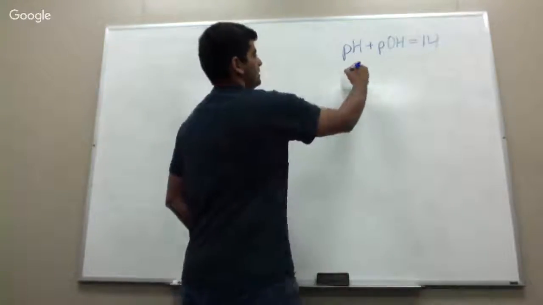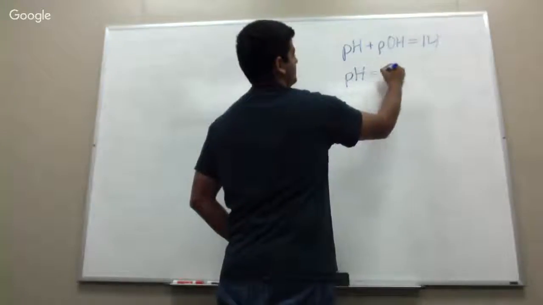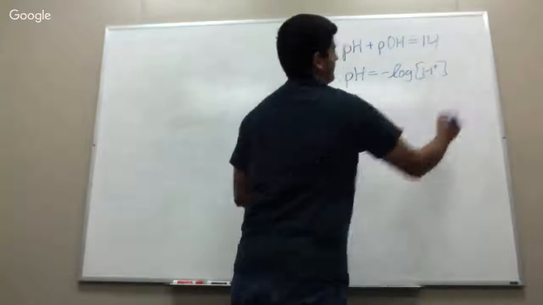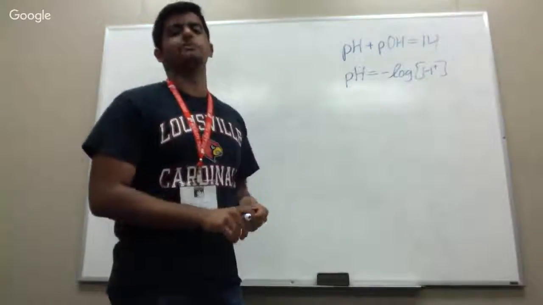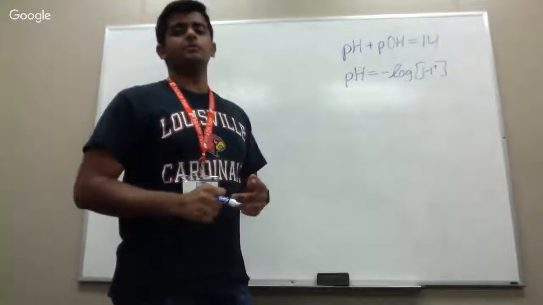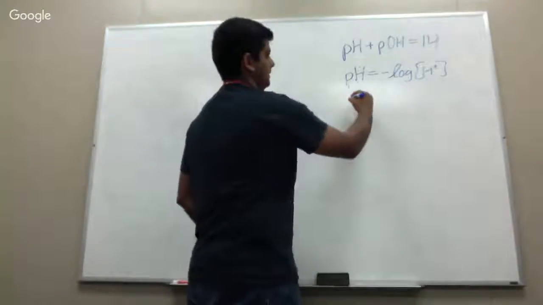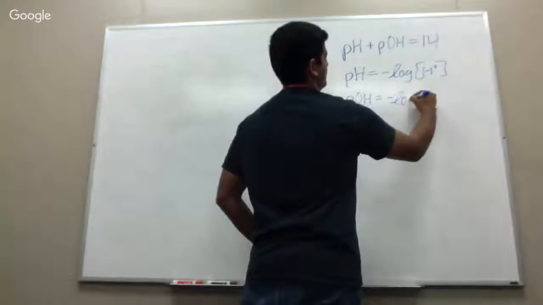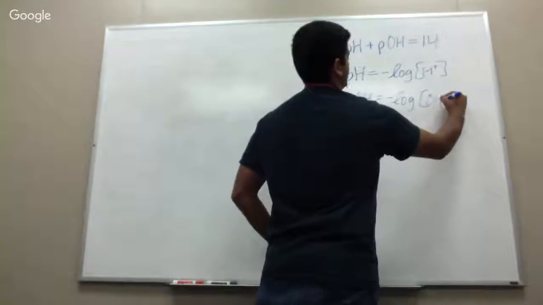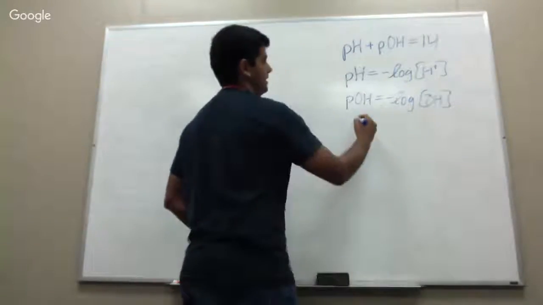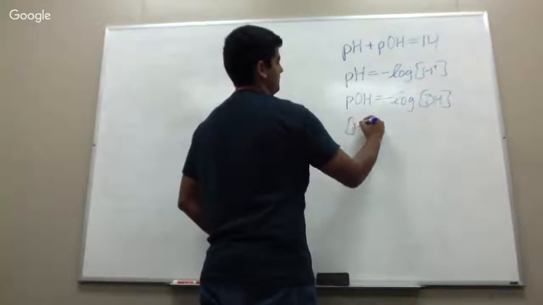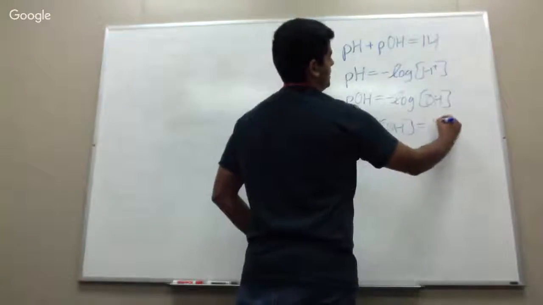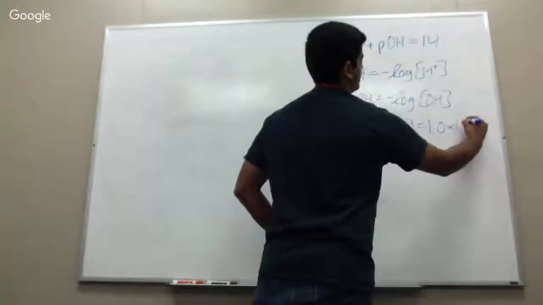The next one is that pH equals negative log of the H plus concentration. And the H plus concentration has to be in molarity, which is moles of the solute per liter of solution. Next one is pOH equals negative log of OH concentration, and then H plus concentration multiplied by OH concentration equals 1.0 times 10 to the negative 14.